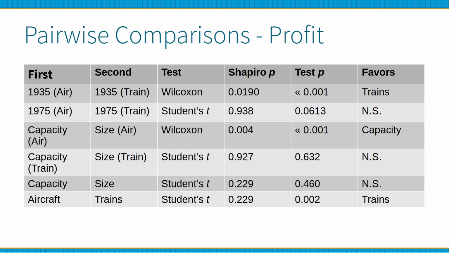However, in 1935, there's a big difference. You can see that our p-value is really low here, and it favors trains as a result. So in 1935, we want to use trains. In this case, capacity in air also makes a big difference, although it doesn't in trains. And finally, aircraft versus trains. The overall conclusion is that it favors trains.